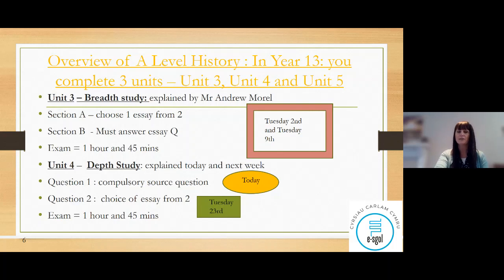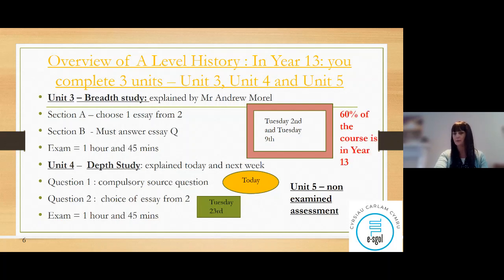Now, traditionally, you would have an exam of 1 hour and 45 at the end of Year 13 for Unit 4. You do have Unit 5 as well, of course, that's your non-examined assessment, okay? And basically, these 3 units make up 60% of the course during your Year 13.